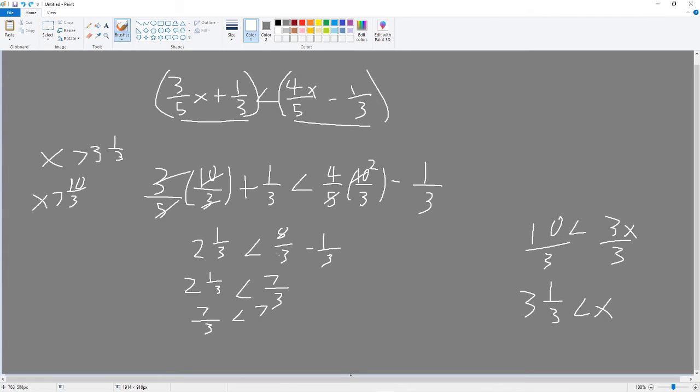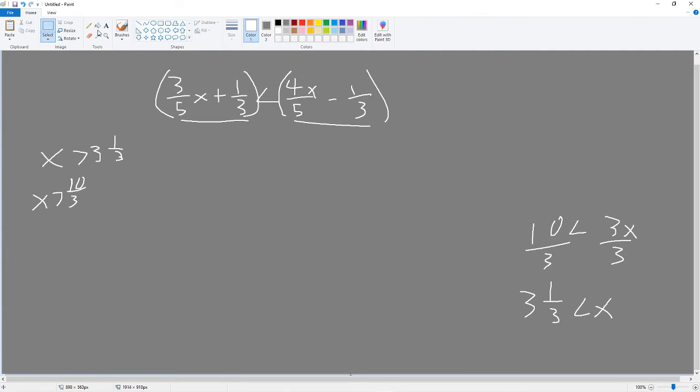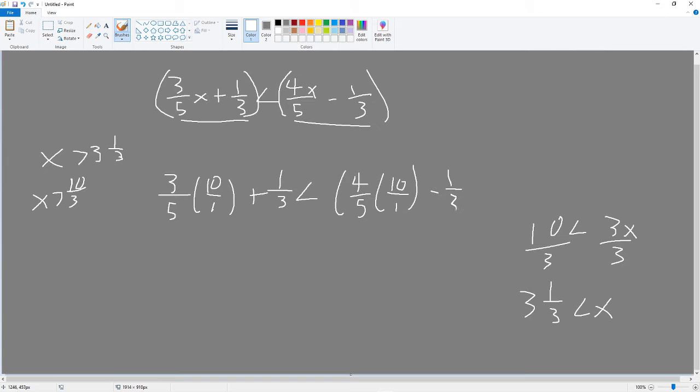So now let's try a bigger number. We're on a good way to checking right now. Let's check x equal to 10. I get 3 over 5 times 10 over 1 plus 1/3, which should be less than 4 over 5 times 10 over 1 minus 1/3.